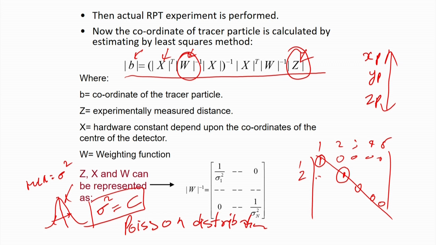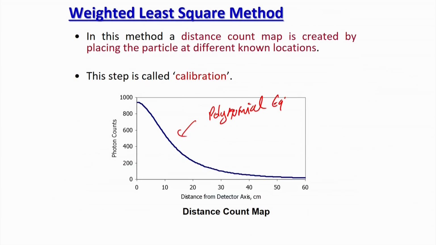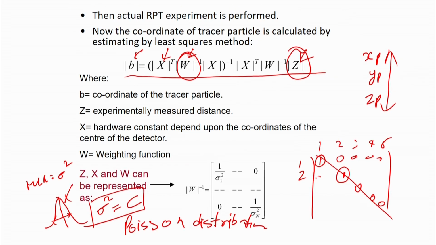This is called the weighted least square algorithm. The only problem is that you need a lot of calibration points, because, again, you are not using a Monte Carlo based method. You are generating this count map experimentally, and the least square method assumes linearity, so you have to do the experiments for several positions. It is a very time consuming process.